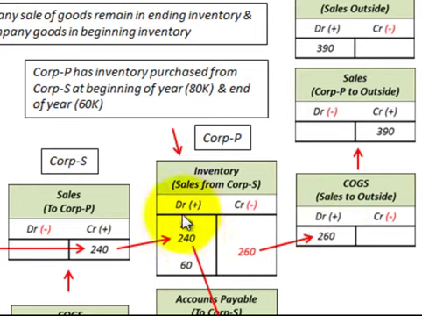So we've got both a beginning inventory of $80,000 and an ending inventory of $60,000 that we have to deal with. And for the year, the subsidiary corporation made sales of $240,000 to the parent corporation. And then the total sales that the parent made to outside customers was $260,000. So that was the total amount of the $80,000 plus the $240,000 plus the $60,000. They sold $260,000 worth of that. So that leaves an ending inventory of $60,000.